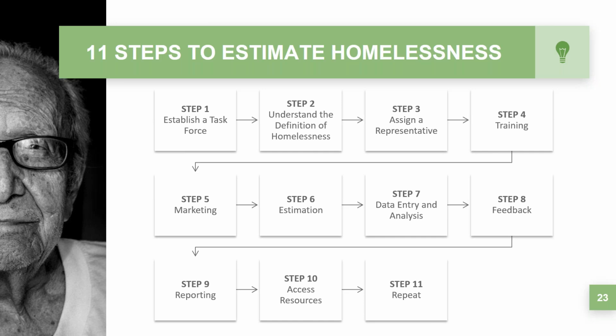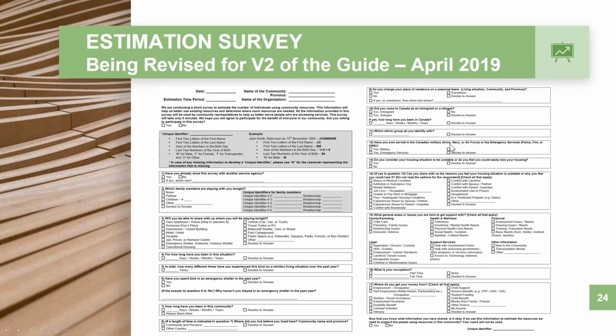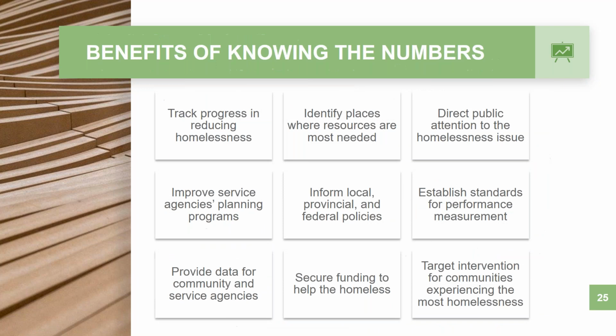And then repeat this process every other year, or every 2 years, 3 years, depending on how you want to do it, to figure out and create the trends and figure out how you can actually resolve this concern in the community. This is what the estimation survey looks like in the guide right now. But after doing these pilot projects, we've learned quite a bit, and we are currently updating our guide and hoping to publish it in April 2019. And that will have a revised survey as well. It's a bit longer, but it has more information.